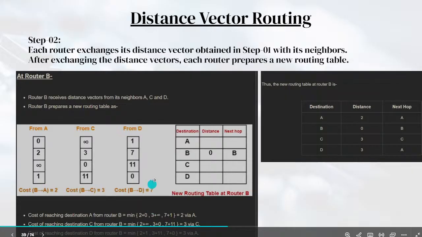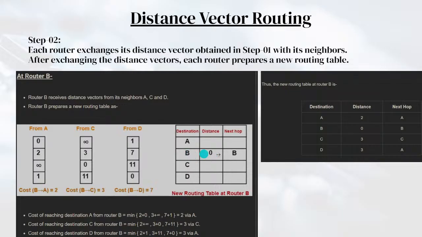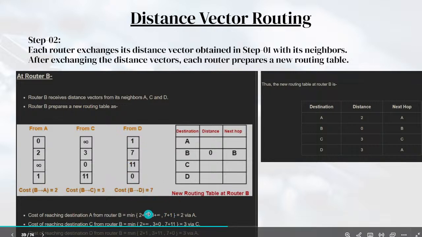So now we are calculating. We are in the B router, so in this area we are not doing anything. The first one is A from router B: 2 plus 0, then 3 plus infinity, then 7 plus 1. Which one is the smallest? We can say 2 is the smallest. So we are updating here 2 and the hop is A.